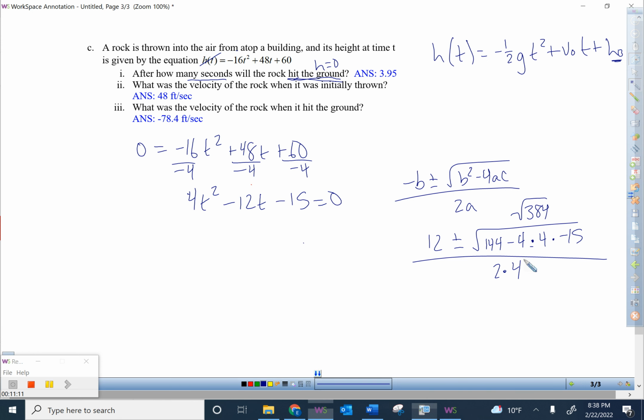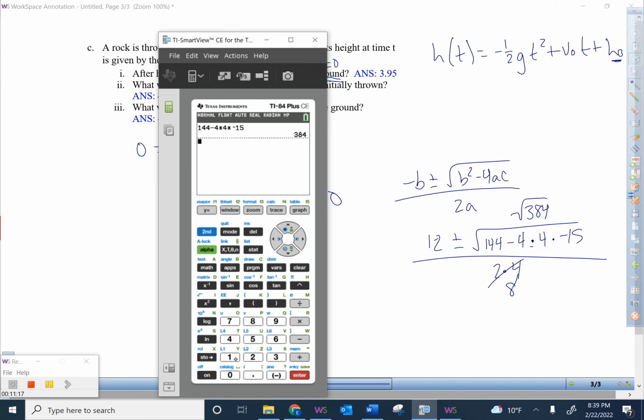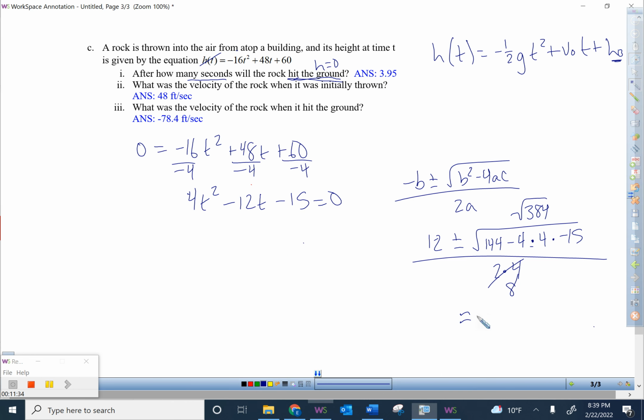So here's how this is going to work. We're going to type this whole thing in, just making sure we pay attention to order of operations. So the 12 plus the square root of this, we're going to hit enter after, before we divide it by 8. So my first answer is 3.95.